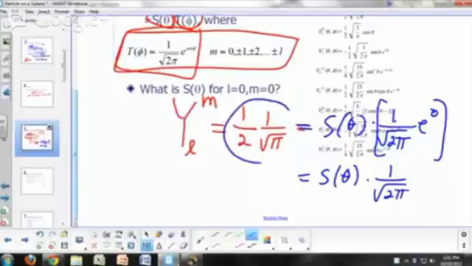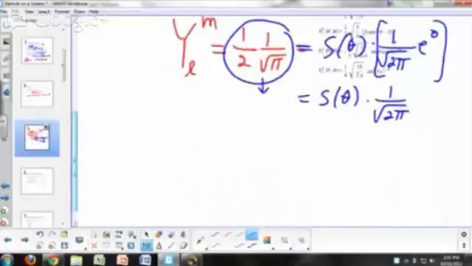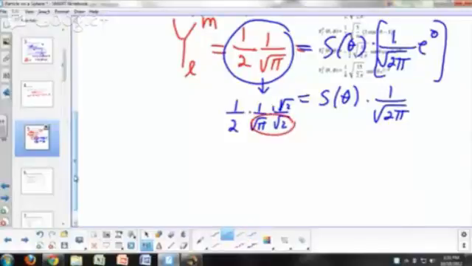So what's this one right here? Okay, so that's 1/2. I multiply this by 1 over square root of 2. Square root of 2 over square root of 2, right? So this will give me square root of 2 pi. So that's going to be square root of 2 over 2 square root of 2 pi.